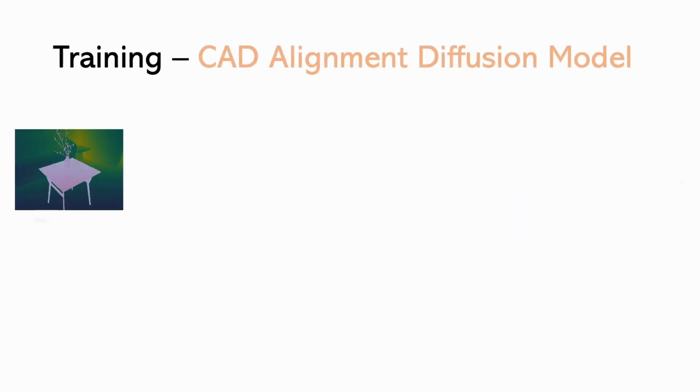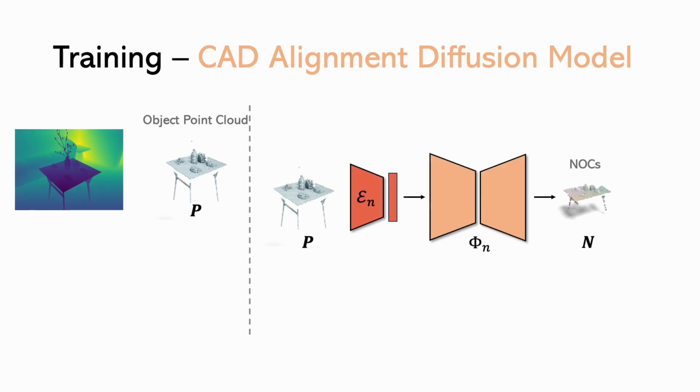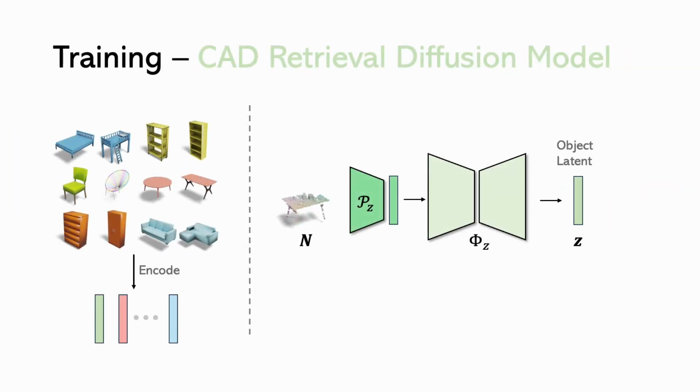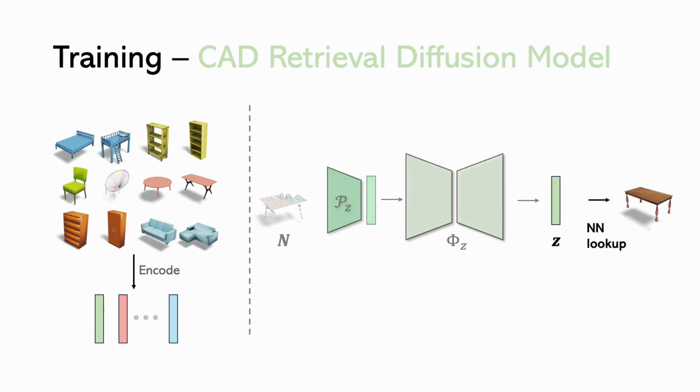Given the scaled depth map, we model object pose through diffusion to predict their NOCs, or normalized object coordinates. We can then obtain the object pose from an algorithmic solver over the NOCs. We use the NOCs to guide diffusion for CAD retrieval in a latent shape encoding space. The latent encodings can then be used for retrieval by finding the nearest CAD encoding.